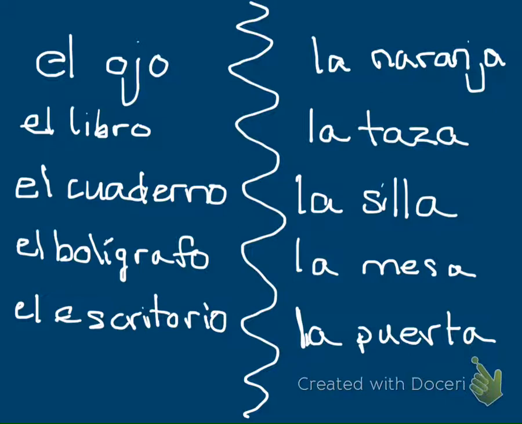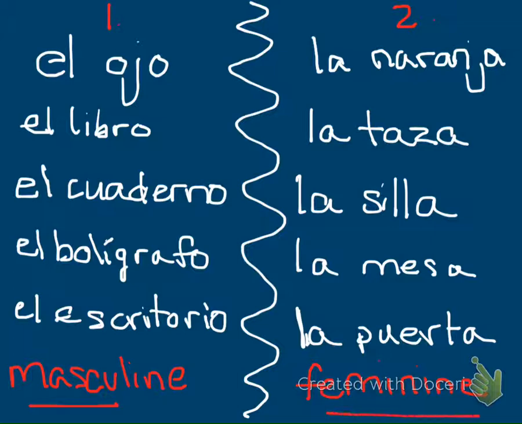So here we have our groupings. We have side 1 and side 2. I'll tell you that side 1 is considered masculine. Doesn't mean that only the boys use these things. It just means that as a classification system in the language of Spanish, these words are classified as masculine. These words over here on the right in group 2 are classified as feminine. In Spanish, that would be masculino, and this would be femenino.